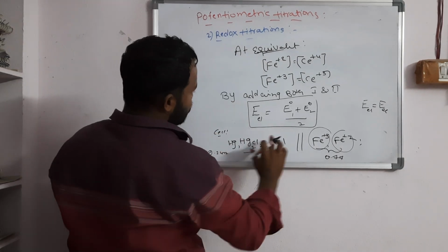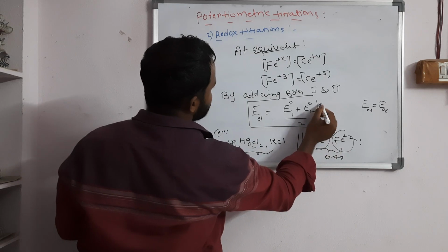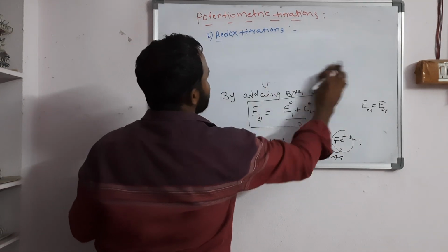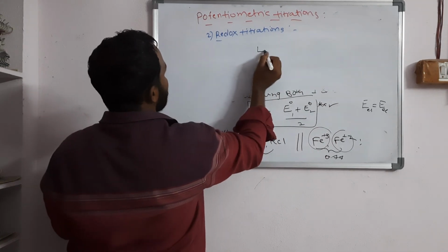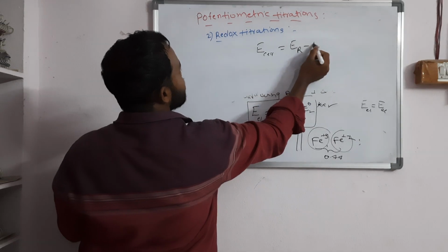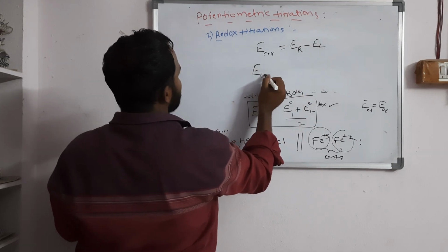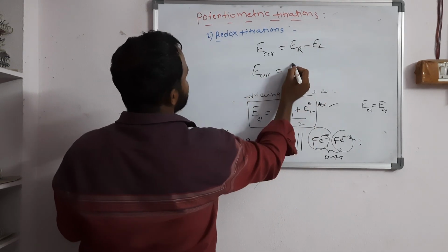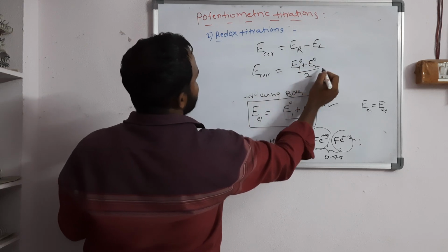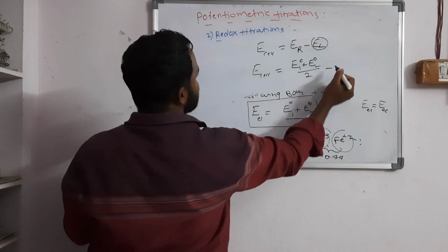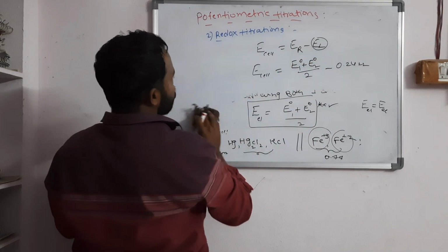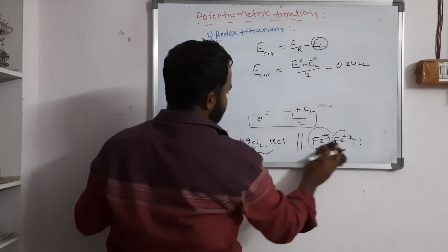Now I am going to calculate. I already know this value, so directly write E right minus E left. E cell is equal to the right side value, that is E01 plus E02 by 2, minus E left, which is the calomel value, 0.2422. This is for the equivalent point.